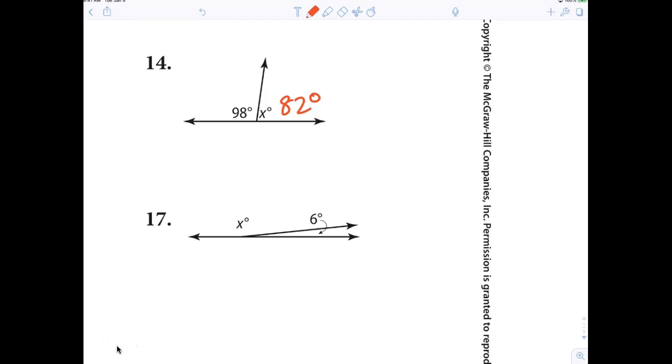Remember, supplementary means they add up to 180 degrees. And how do I know it adds up to 180? Because it makes a line. Do you agree with me? And this line is 180 degrees.